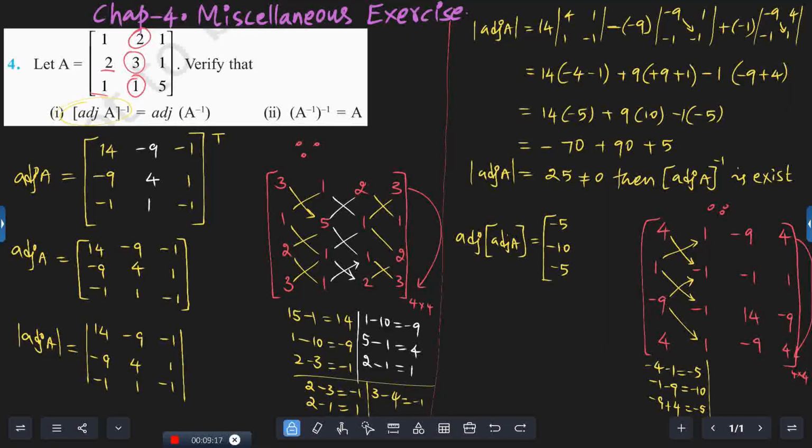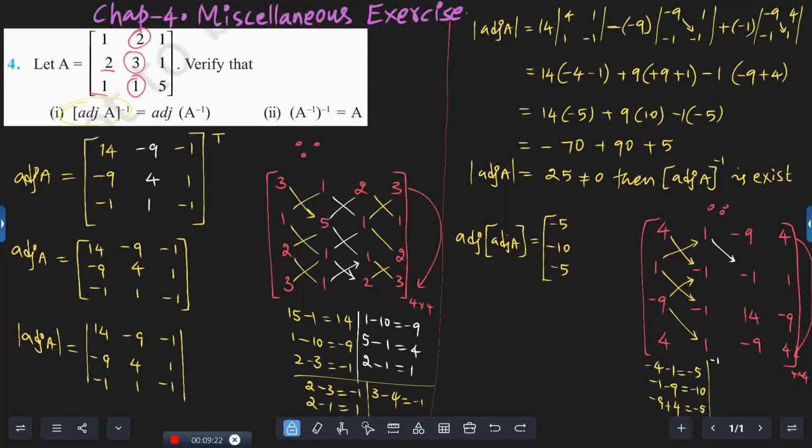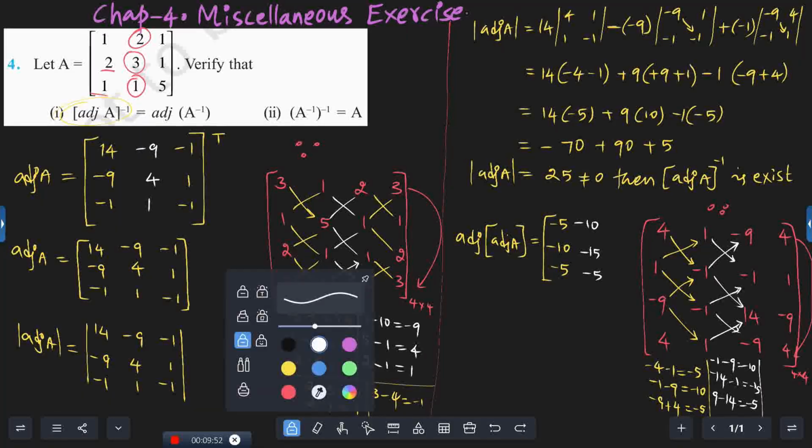Okay, now one more. 1 into minus 1, formula minus this one if you product 9, which is equal to minus 10 you will be getting. So that minus 10. And minus 1 into 14 minus 14, formula minus 1 into minus 1 plus 1, but this minus will be as it is, which is equal to minus 15. So minus 15 you will be getting. Minus 1 into minus 9 plus 9, formula minus 1 into 14 minus 14, which is equal to minus 5. So minus 5 you can write.